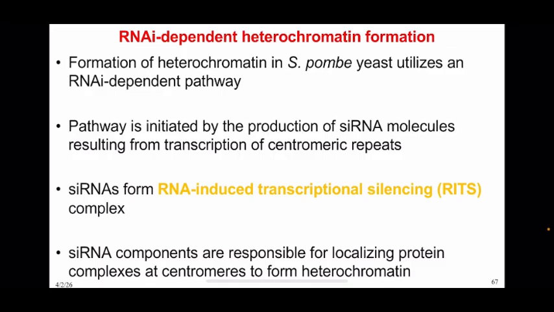Okay, so the next one is heterochromatin formation in S. pombe, which is the RNAi pathway. So this pathway is initiated by the production of the siRNAs.